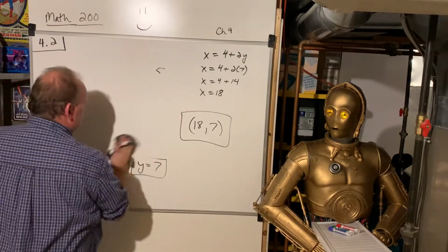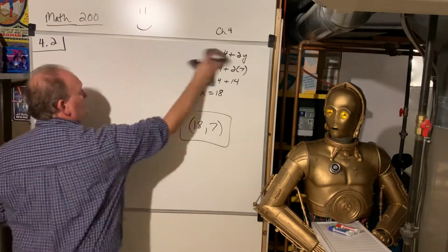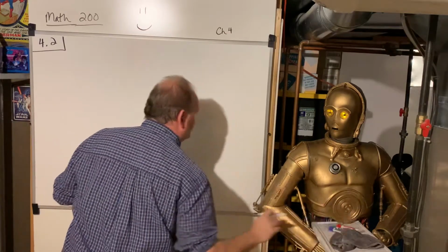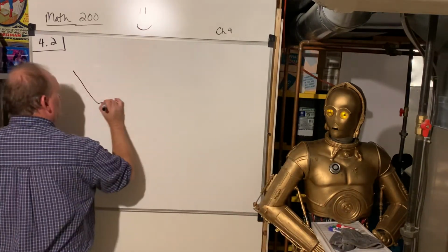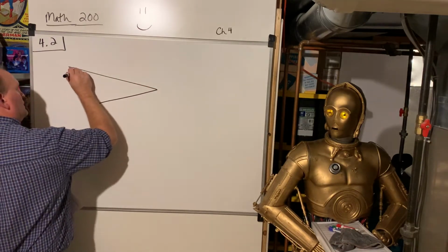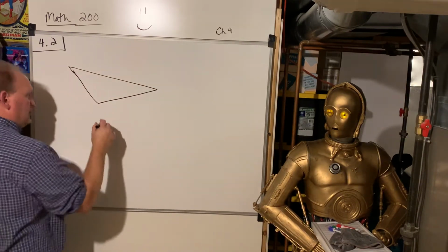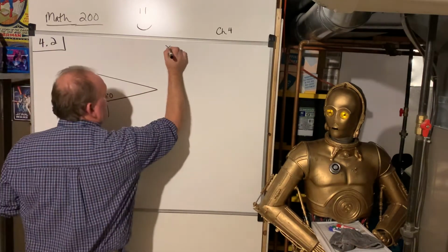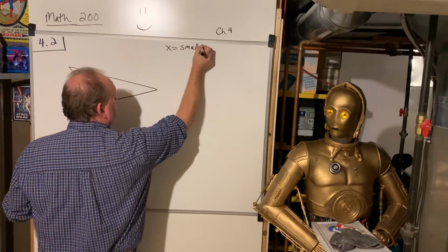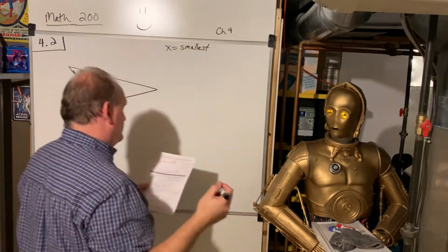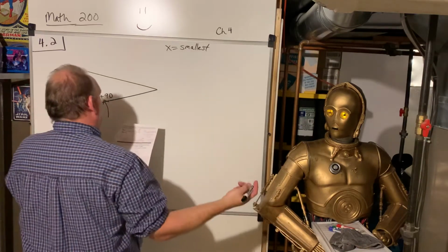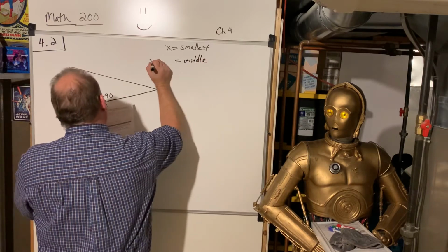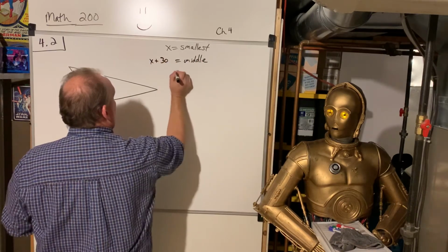So this time I am going to draw a picture, and it'll be a little better than the one you have in the notes. The one in the notes looks a little too much like a 90-degree angle. So this is x plus 90. The smallest one is x. And then the middle one is x plus 30, and the largest is x plus 90.